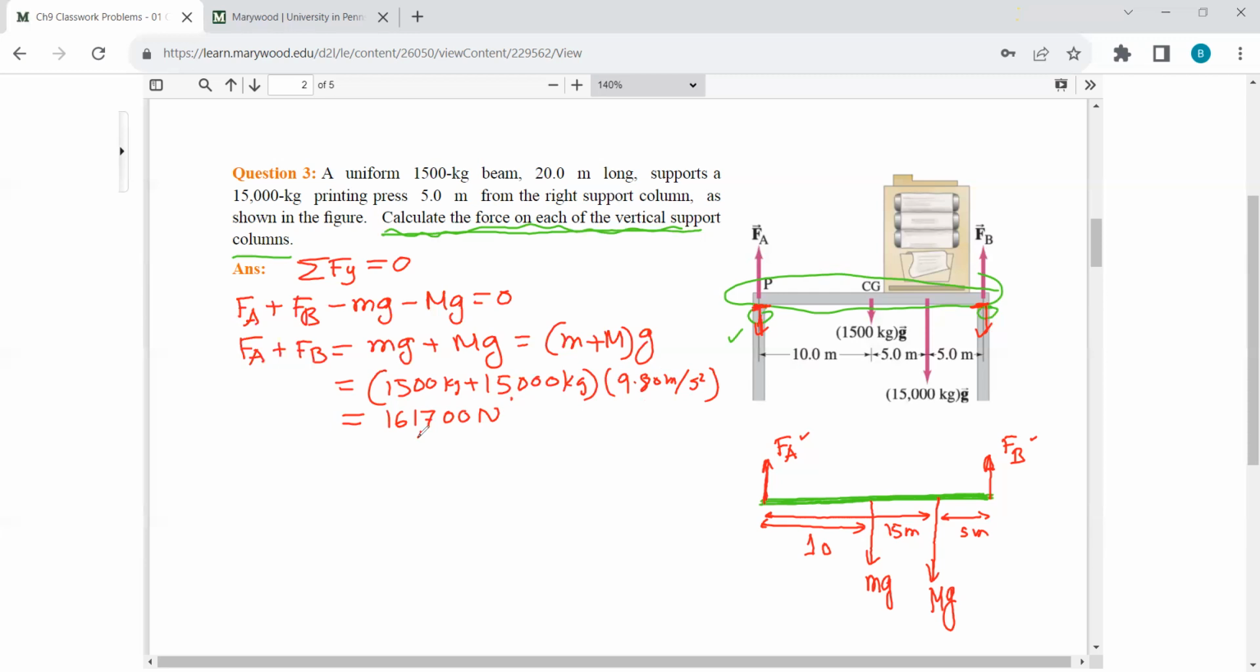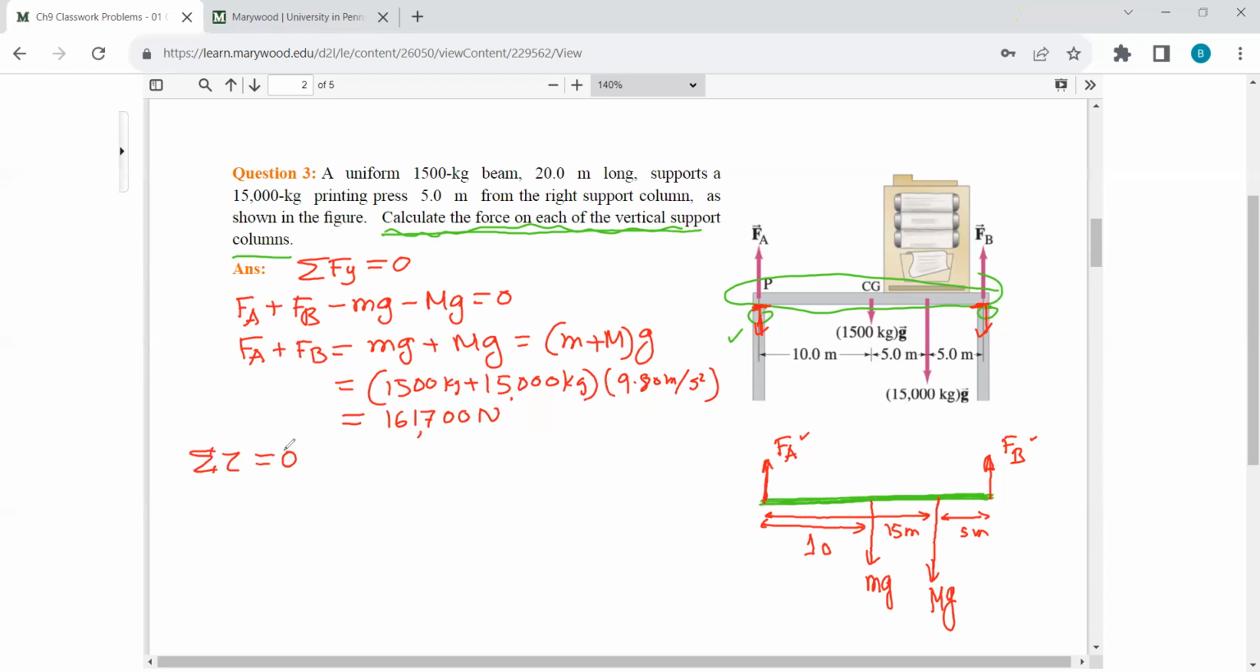It tells us that the sum of the forces Fa and Fb is this, but we want the individual forces, not the total force. Okay, so we have to calculate the individual force. So what to do to solve that? To solve, we can use this equation, tau equal to 0.